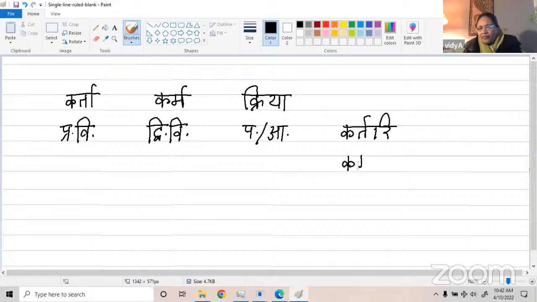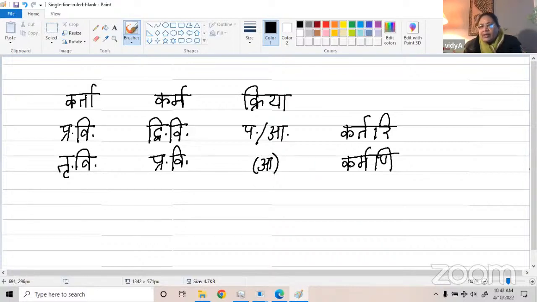Now in our Karmani form, I will come back and add the English notes to it. That way we'll be going over the same thing. So in Karmani Prayoga, Karma will be in Prathama Vibhaktihi. Karta will be in Tritiya Vibhaktihi. And the Kriya is only in one format. It is not Atmanepadi, but it will be like Atmanepadi. Sadhu. So Karta is subject, Karma is object, and Kriya is action or verb.